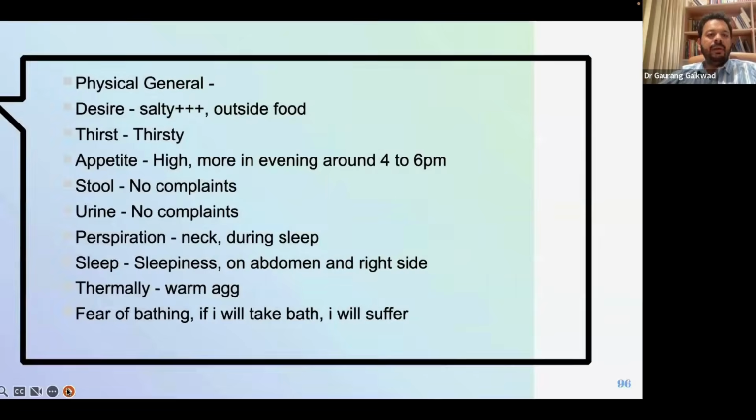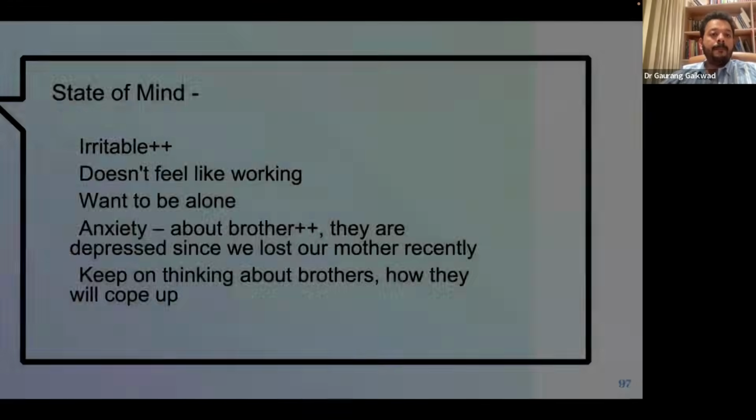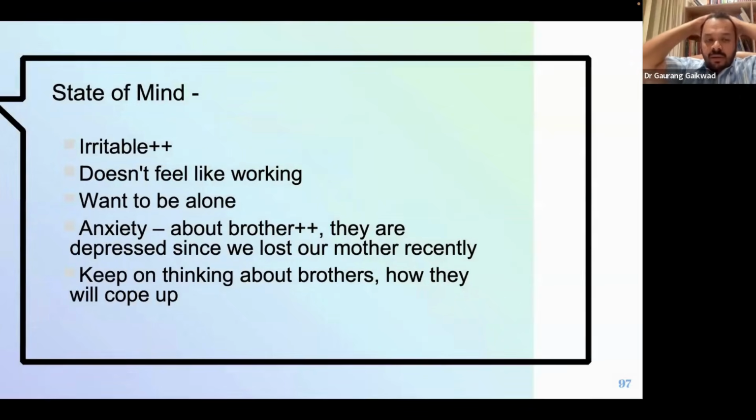What are the other symptoms? Let's see. She has a lot of desire for salty food. Her appetite has increased. It's more in the evening. There's a lot of sleepiness and hot patient, sensitive to taking bath in the last few days. At this moment, I ask her: how did your problem start?